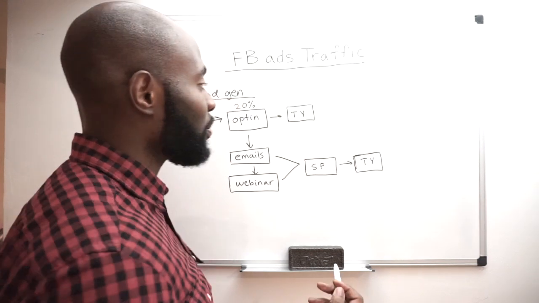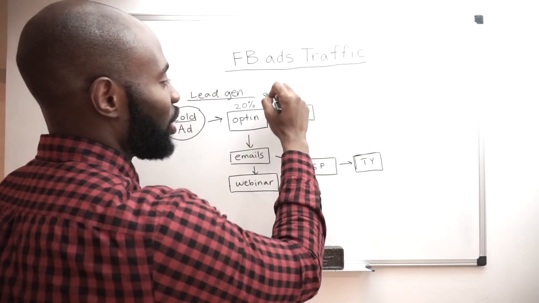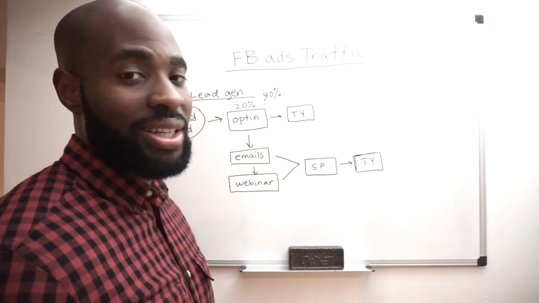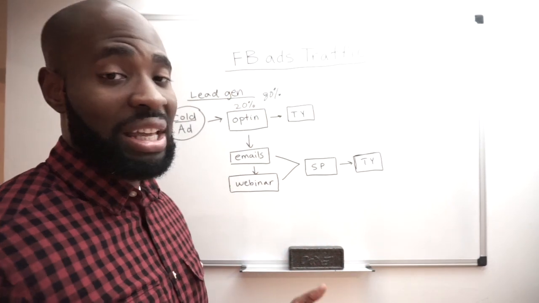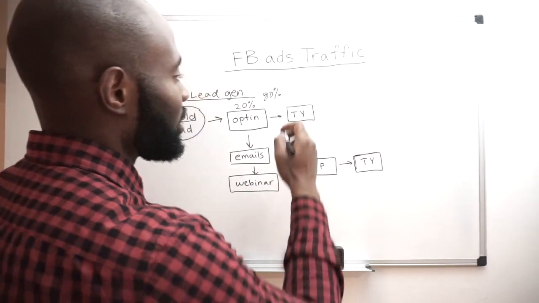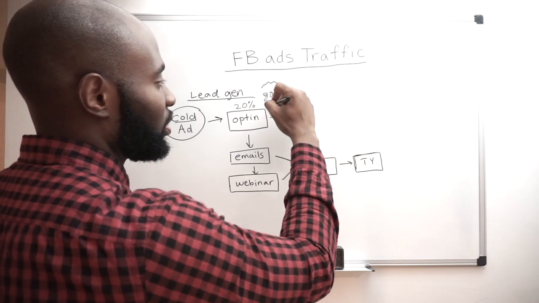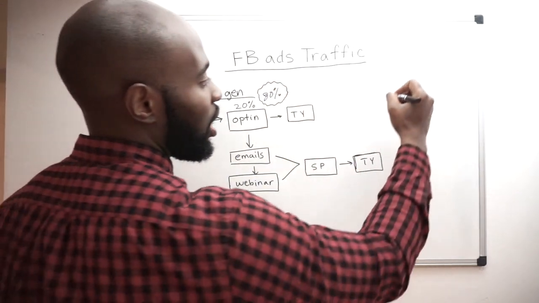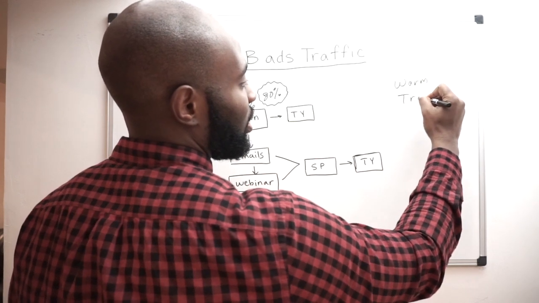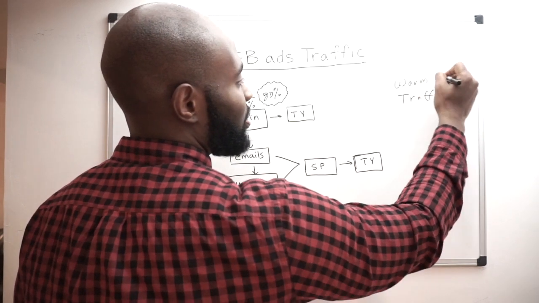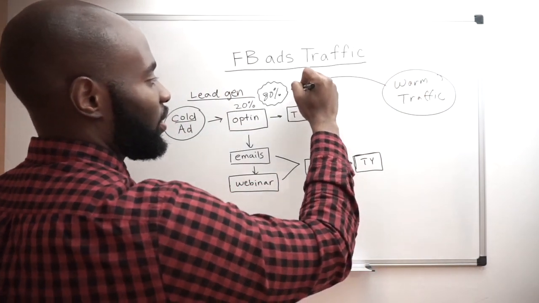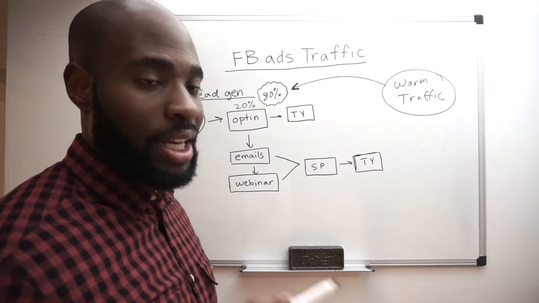So a whole 80% of people don't do what you want them to do. They come and see your opt-in page, and they leave for whatever reason; they decide not to click. So what you can do with this 80% is create a warm traffic ad that is specific for this population of people that for whatever reason did not opt in.